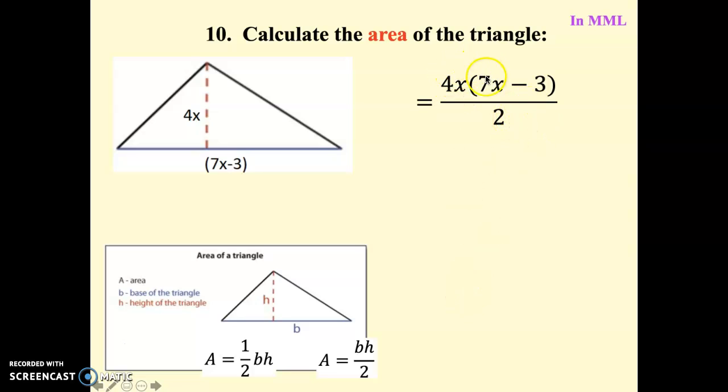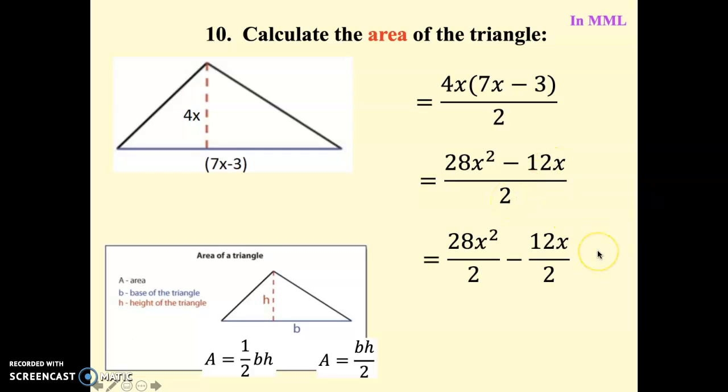In the numerator, I'm going to distribute. This is a monomial times a binomial, so I'll distribute. I get 28x squared minus, when I multiply here, that's 12x. The whole thing divided by 2. Now, each one of the terms in the numerator are being divided by 2, like this. So the 28x squared is being divided by 2 minus the 12x being divided by 2, which simplifies to 14x squared minus 6x.